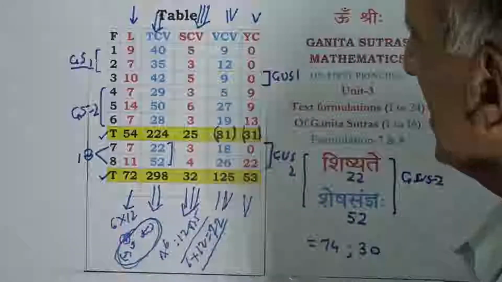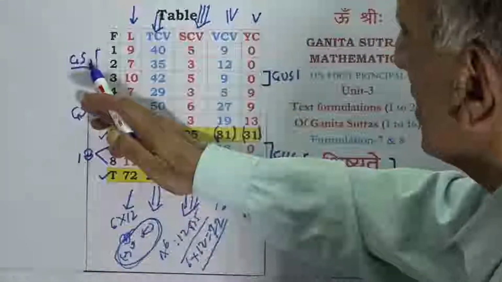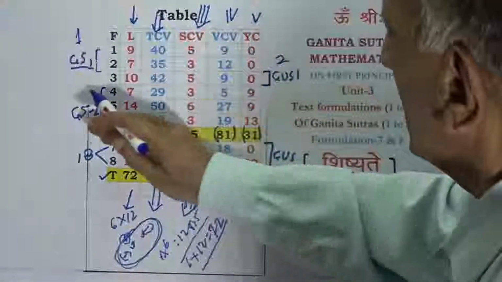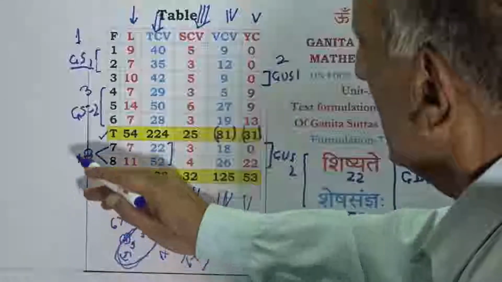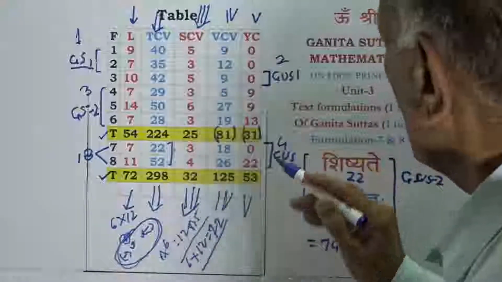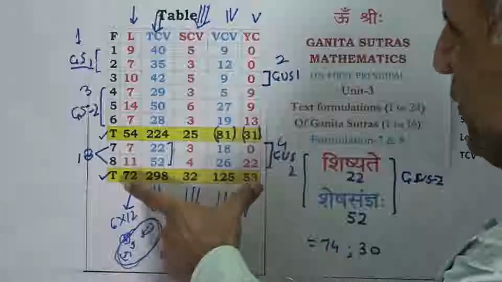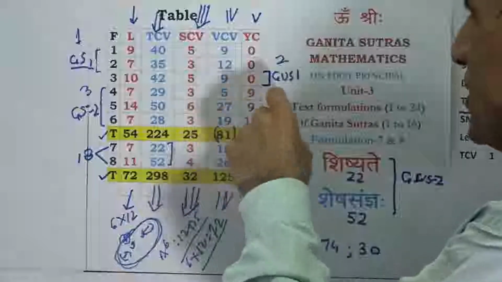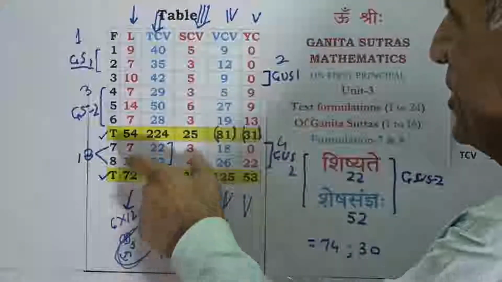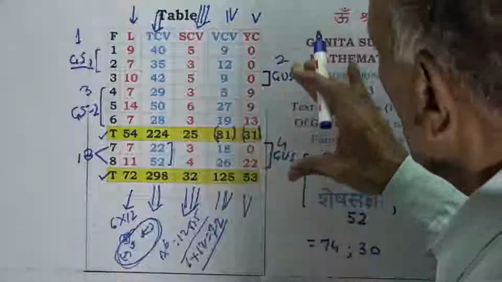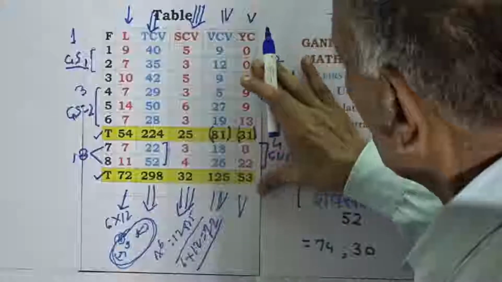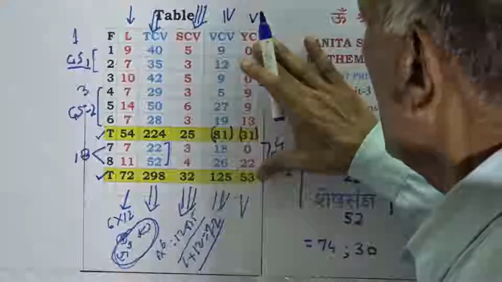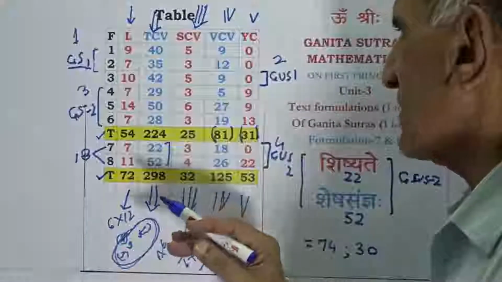This makes 4 steps: the Ganita Sutra 1 as the first step, Ganita Upa Sutra 1 as the second step, Ganita Sutra 2 as the third step, and Ganita Upa Sutra 4 as the fourth step. So these 4 steps mean 4 sutras out of 29, that is, 4 sutras and upa sutras out of 16 plus 13, 29 sutras and upa sutras.